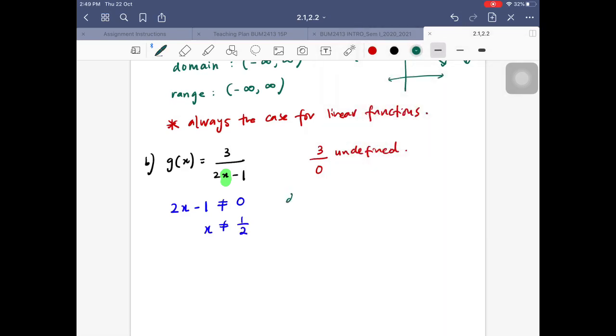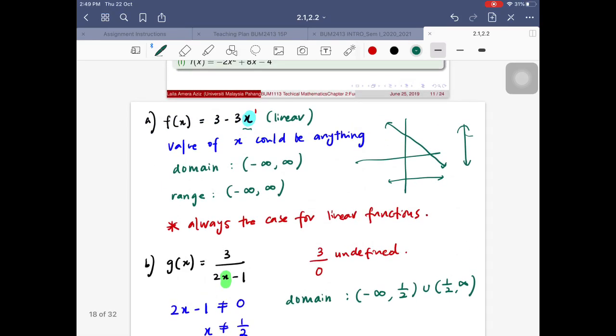So when I write down the domain, I can actually write this in two ways. I can write that the domain, the x value, could be any value from negative infinity until a half, and union, the values from a half until infinity.